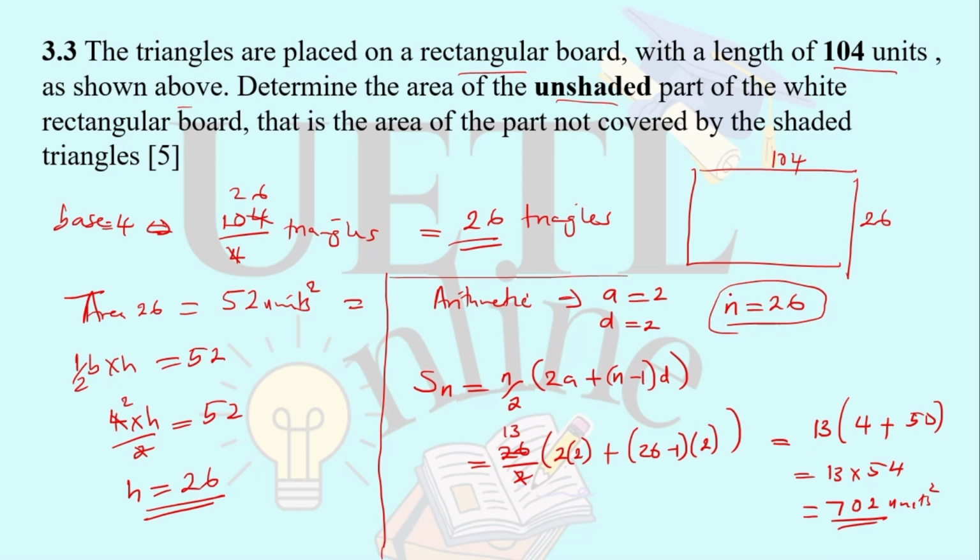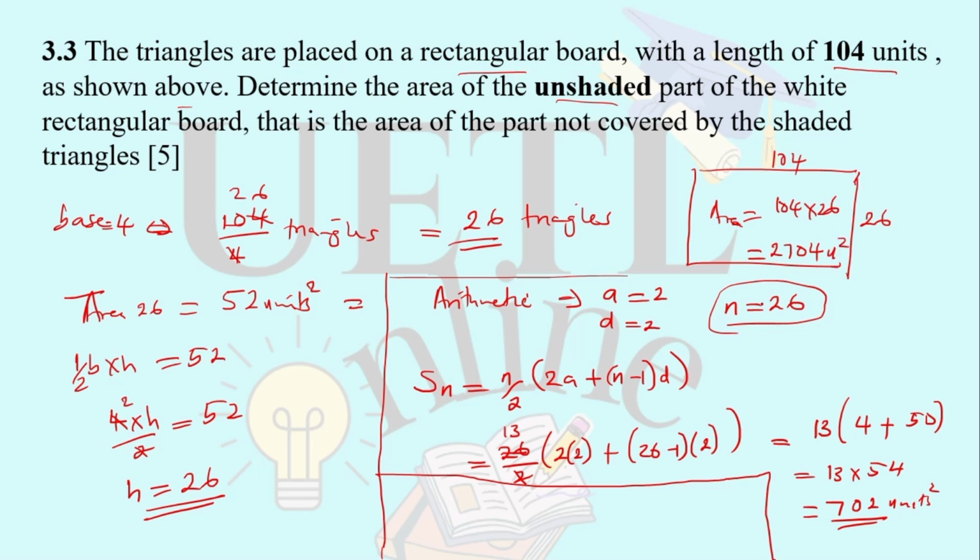Now our task requires us to find the area of the unshaded part. So we want to know the area of the whole rectangle. The area of the rectangle, we just have to multiply, so it becomes 104 multiplied by 26. What do we get here? 2704. This is the whole area of this board.